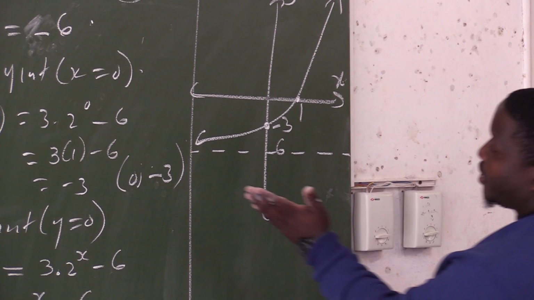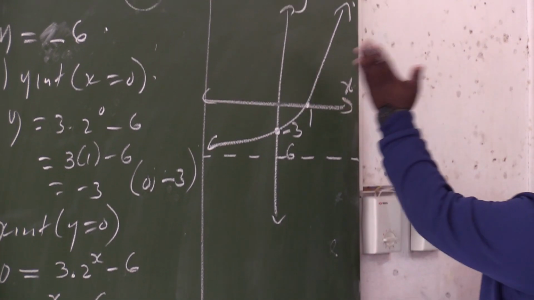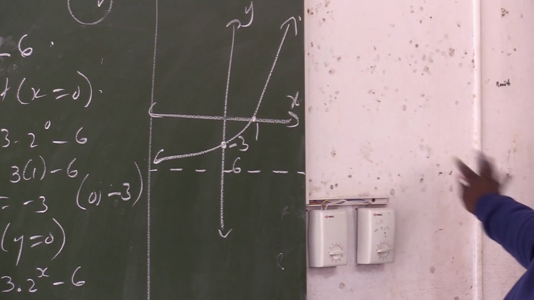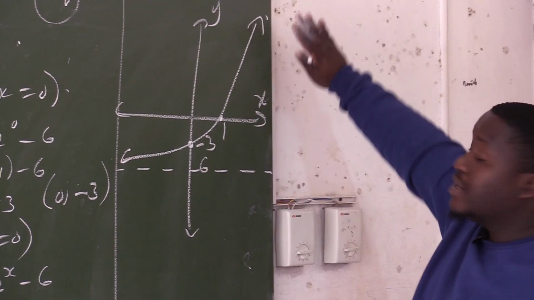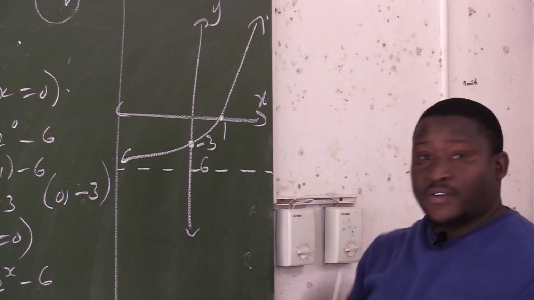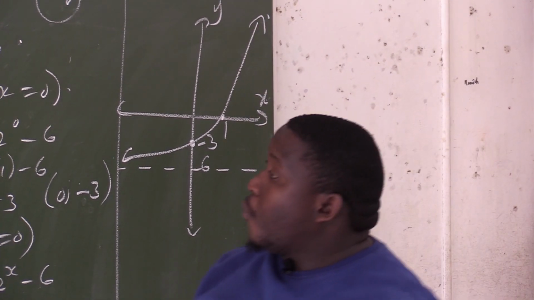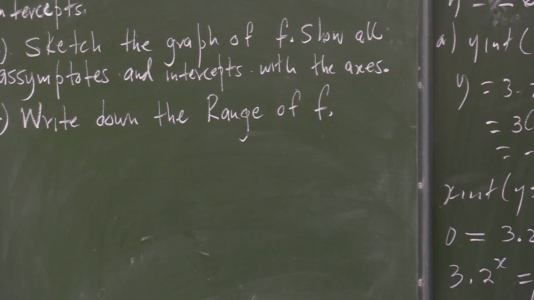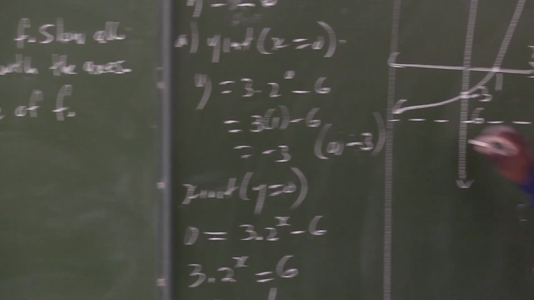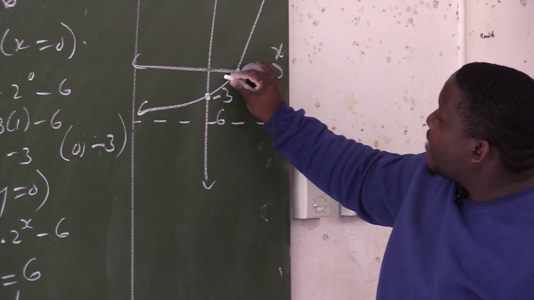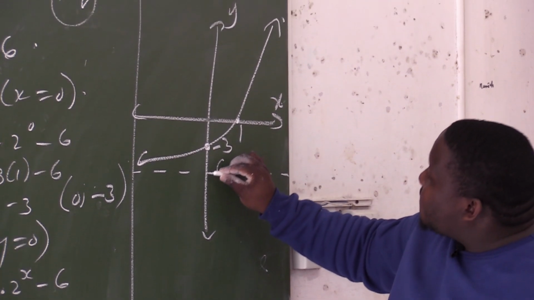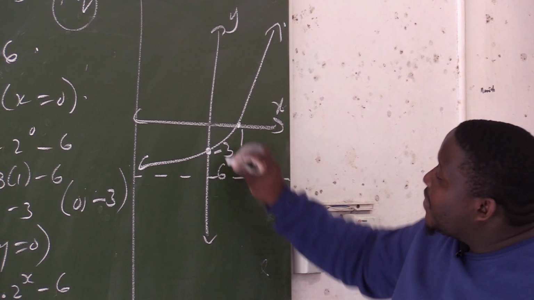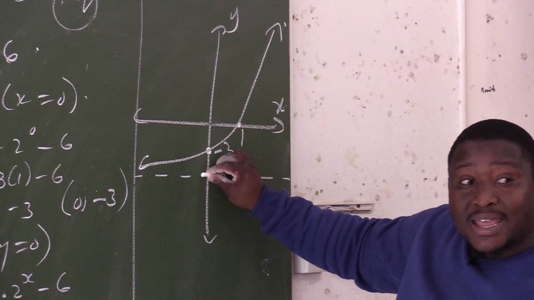Now, it's very important to know that this graph is increasing for all real values of x. The domain of this graph is x, an element of real numbers. And this graph is increasing for all real values of x, and the graph lies above its asymptote. But now, write down what is the range of f. What is the range of this graph here? Now, pay attention. This is my range. This graph is only found above the asymptote. This is my asymptote. The graph is only found above the asymptote.